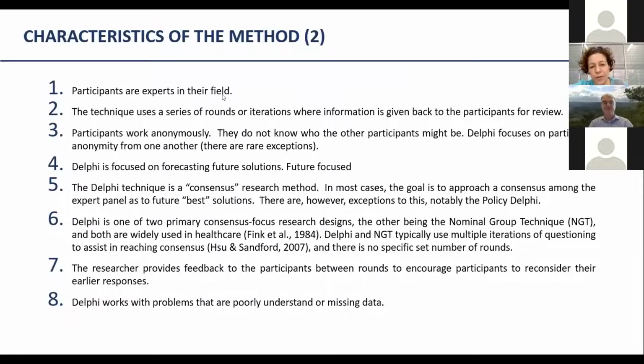Participants are experts in their field. So it's not for everybody. I said that at first we can ask 1,000 people, but we try to make sure the people are experts, because knowledge is the most important key, not just opinion, not opinion without knowledge. The technique uses a series of rounds of iteration where information is given back to the participants for review. Participants are anonymous. They don't know who the other participants may be.